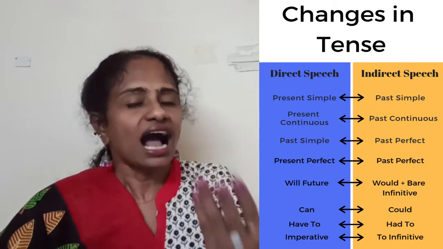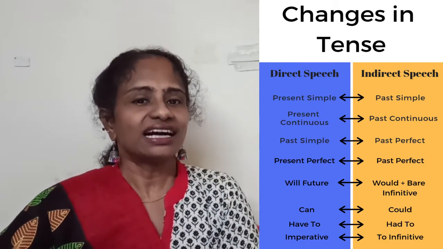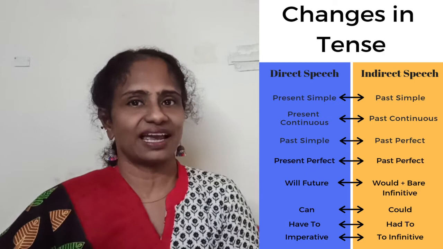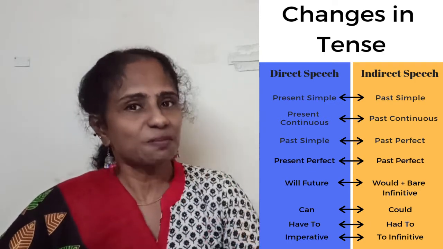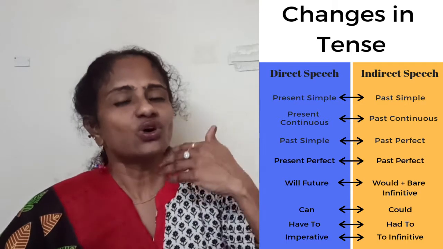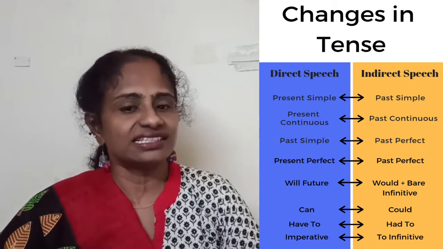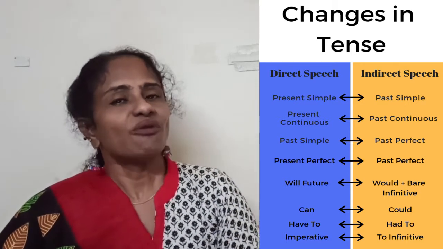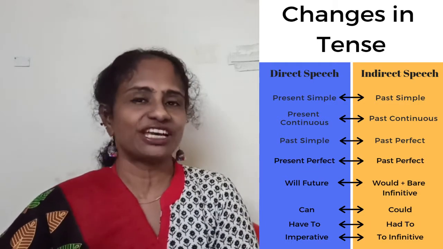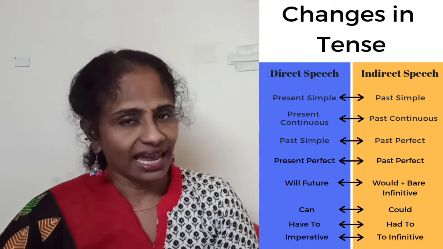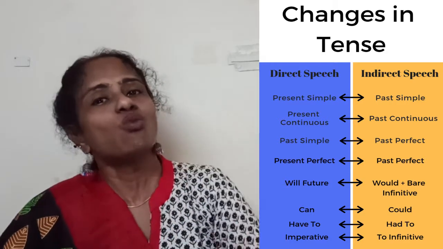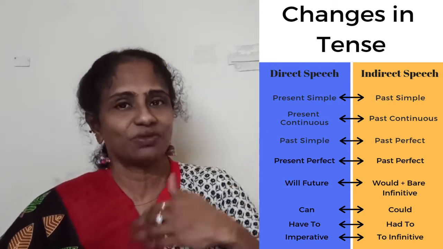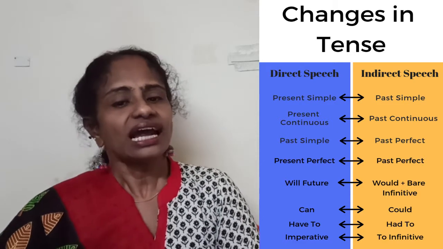For example, I look at you and I say, "It is a pleasant day." It is a pleasant day is simple present tense, correct? When I change it to indirect speech, you will say, "Ma'am said it was a pleasant day." Okay, so "is" will become "was" in the past tense, in the indirect speech.